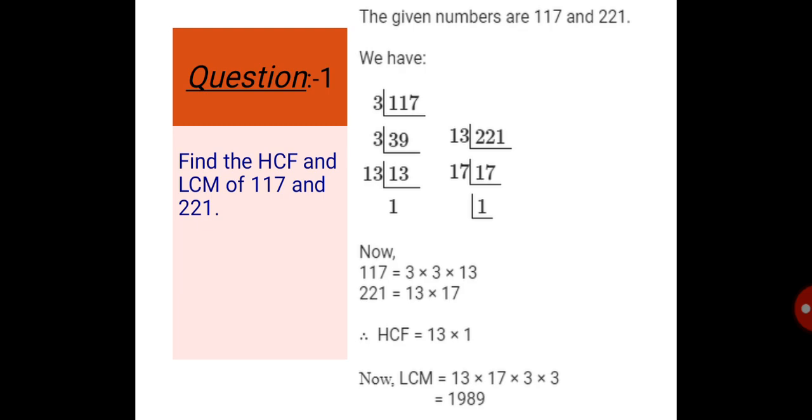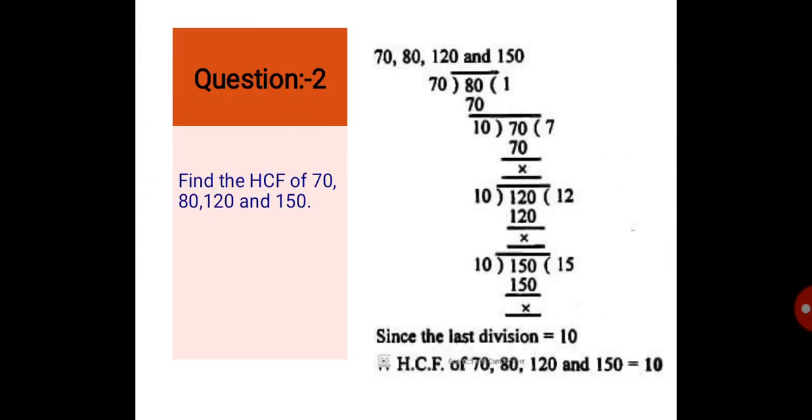Now we have to find the LCM also. So for finding the LCM, firstly we have to see the common factor, that is 13. So I have written 13 here. 13 into the other numbers we have to write as they are. So 13 into 17 into 3 into 3. So the LCM is 1989. Understand students?